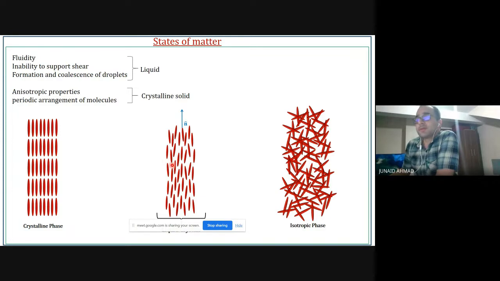However, in the case of liquid crystals, these molecules tend to have a specific orientational order, and sometimes positional order as well, which is more or less analogous to a crystalline phase, but at the same time they flow like liquids. That's why the name is liquid crystals: some properties of liquids, and some properties of the crystalline phase. That's why we call them liquid crystals.